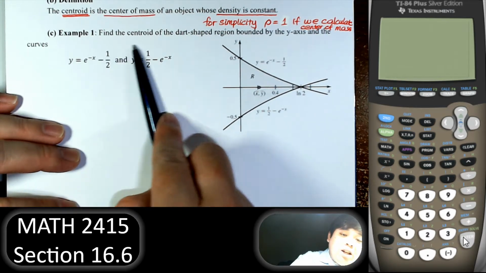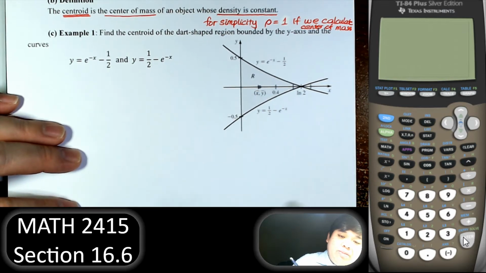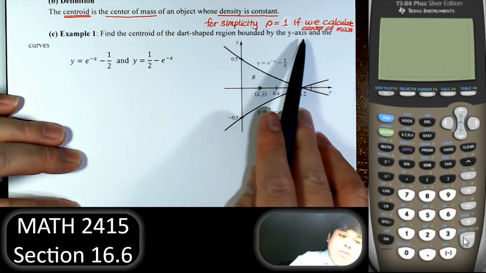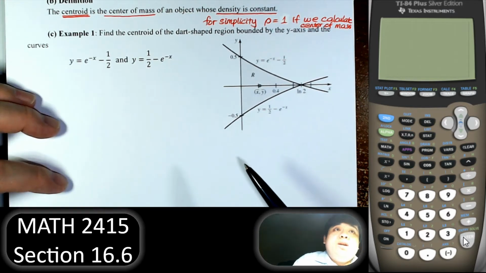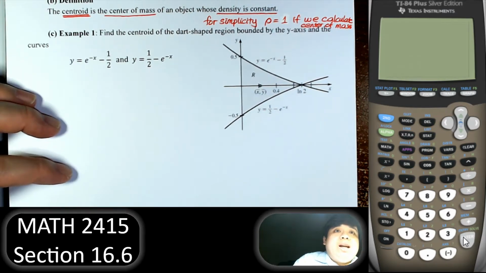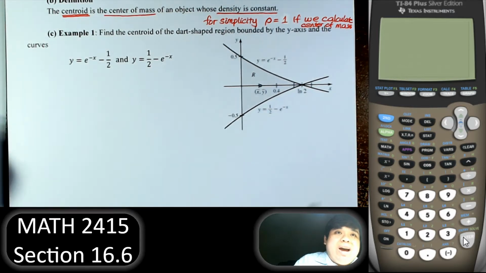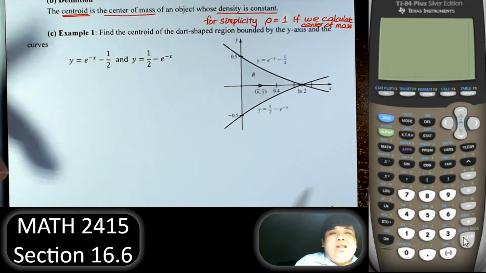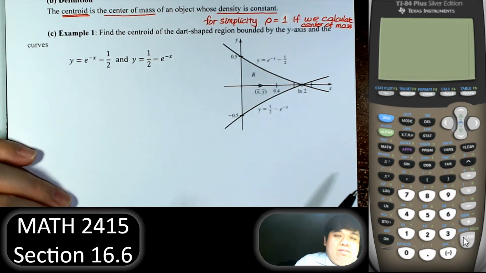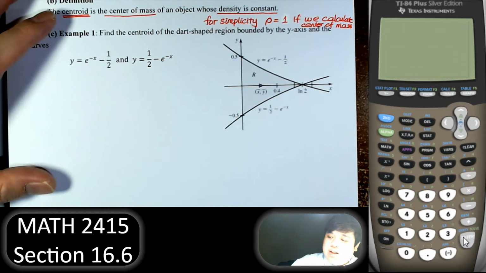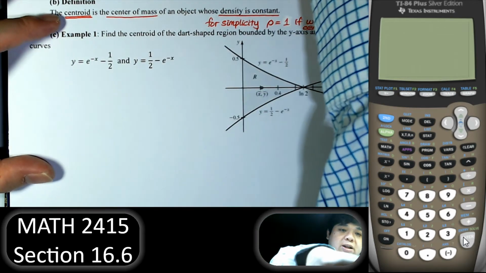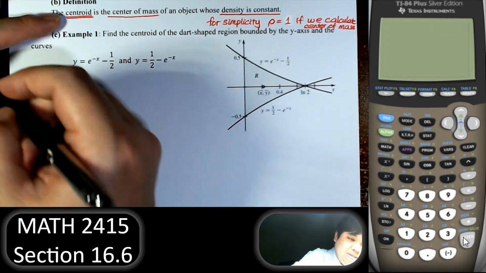Find the centroid of this shape, bounded by those two functions and the y-axis. Simple enough. First we set up the formula to calculate the mass, and after that we find the moment about the x-axis and the moment about the y-axis, and then find the center of mass. Right. So first, calculate the mass.